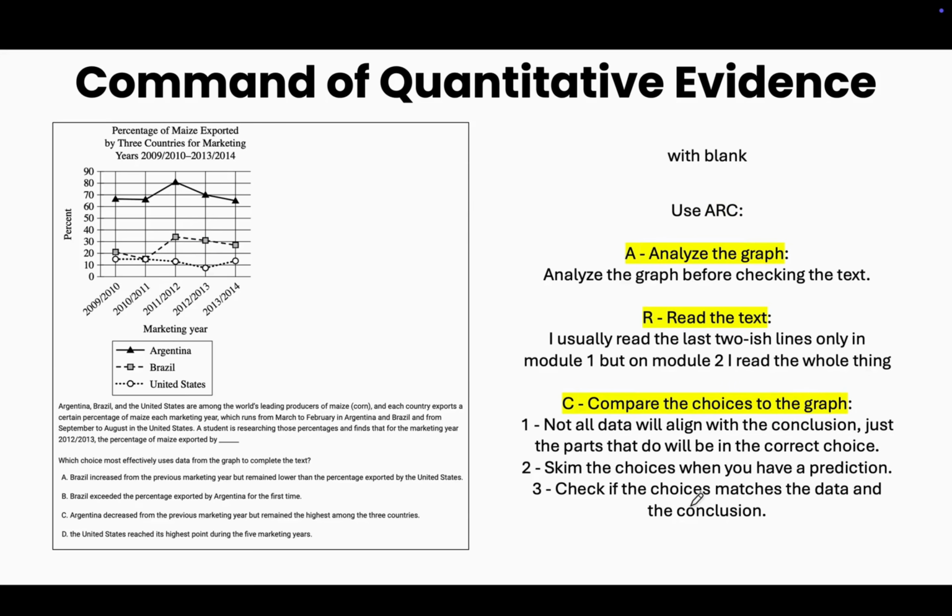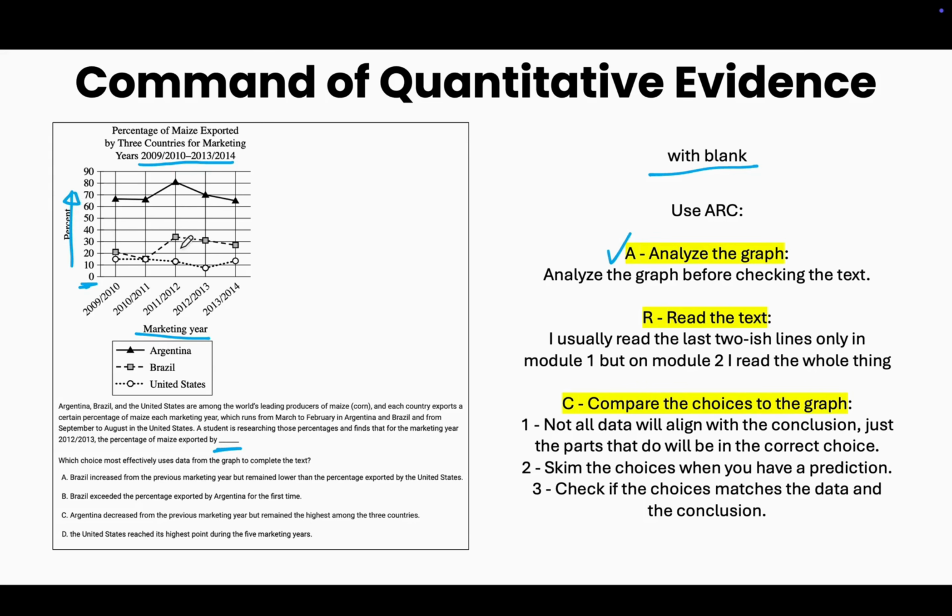Moving on to the next command of quantitative evidence question. However, this one has a blank at the end. For this one, ARC is a little different because we don't have a conclusion and we don't need a prediction. We will of course first analyze the graph. So I can see on the top it says percentage of maize exported by 3 countries from marketing years 2009-2010 to 2013-2014. On the bottom it shows the years and on the left it shows the percentages from 0 to 100.